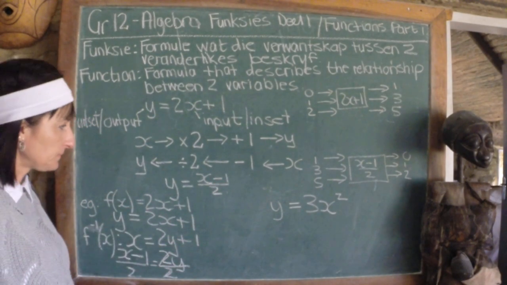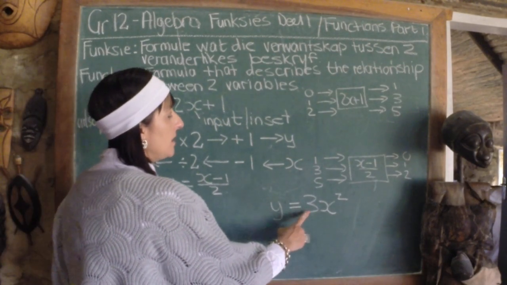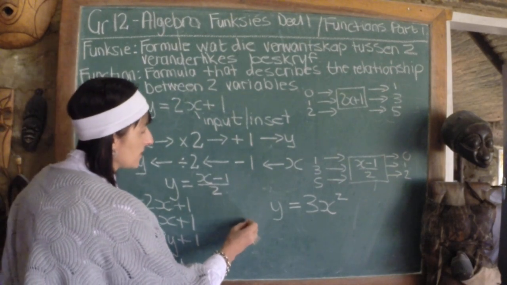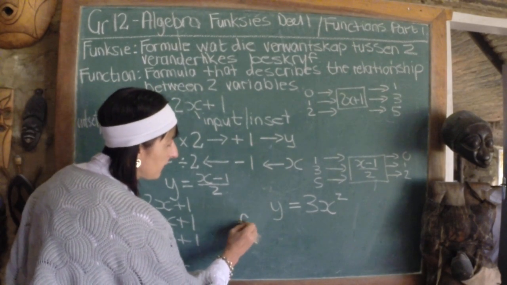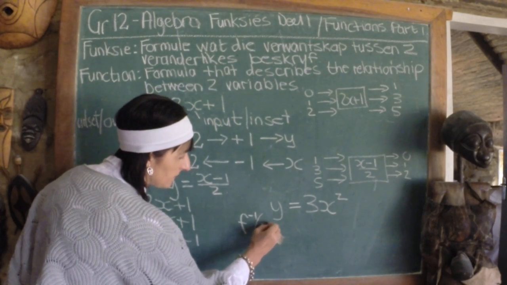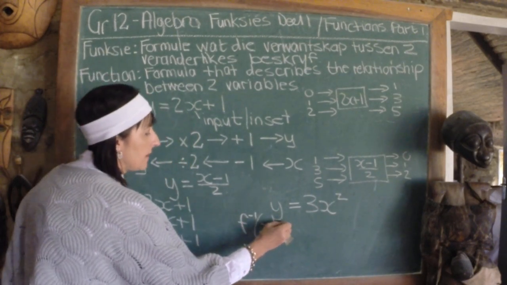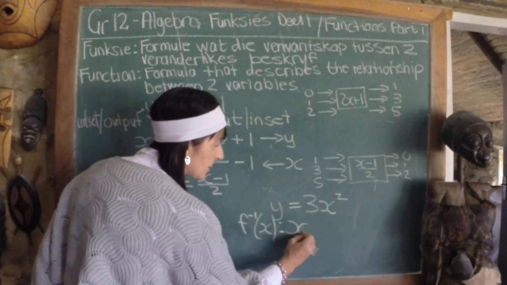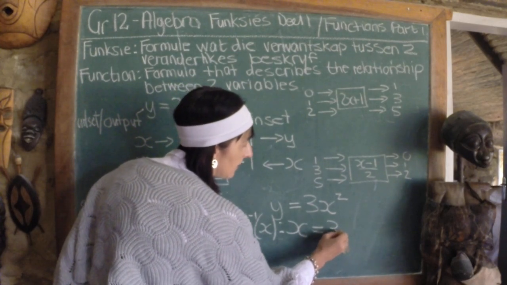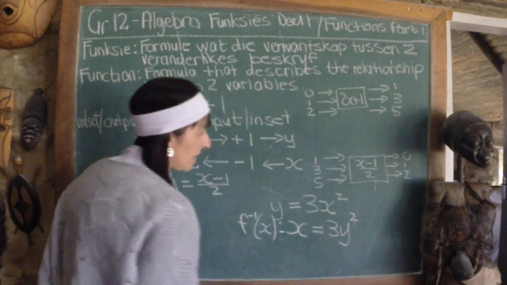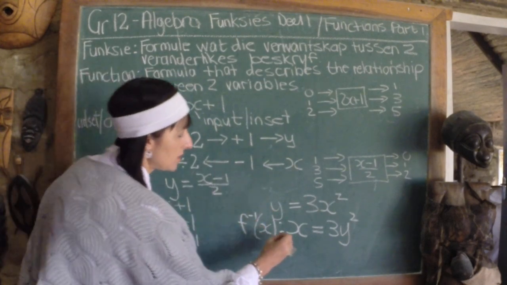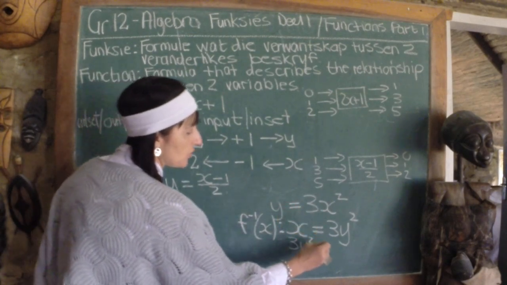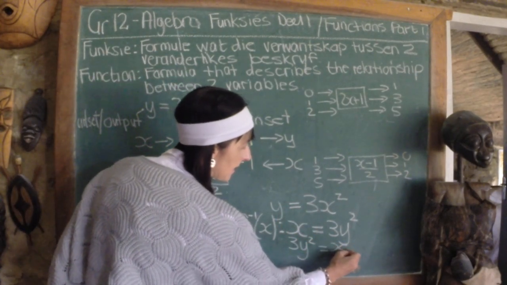Kom ons doen nog enetjie. Y is gelyk aan 3x kwadraat. Okay? We need the inverse function. So let's write it. The inverse function, notation, very important. Dubbelpunt, nou gaan ek die x en die y omruil. So x word 3y kwadraat. Jy kan dit andersom ook skryf, met die y aan die regterkant. Swap it, doesn't change anything, jy mag dit doen.